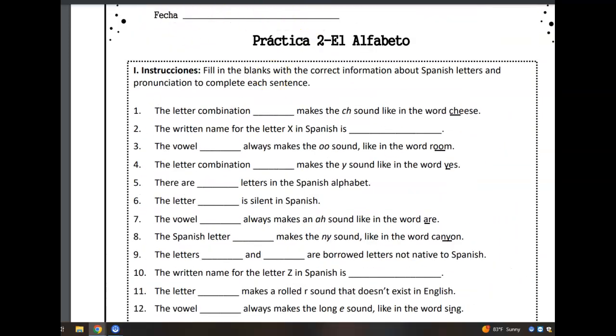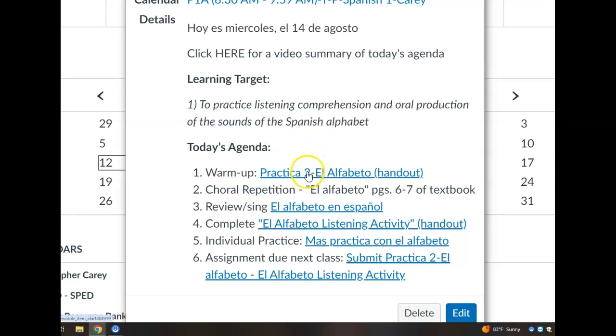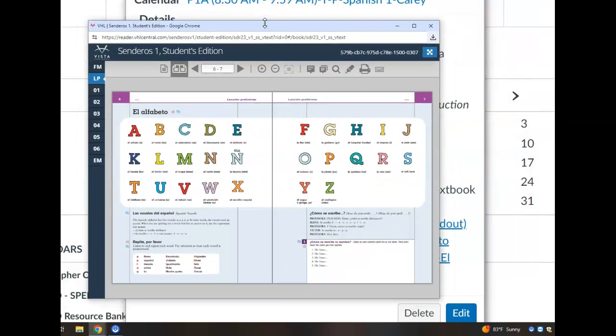So that's the front of your handout that you guys are going to do first with an elbow partner for today's warm-up. We'll then do some core repetition of el alfabeto en español, just as we did last class, going through the sounds of each letter, adding the 3 letters at the very end, which are che, elle, and erre: CH, double L, double R, for a grand total of 30 letters all in all.